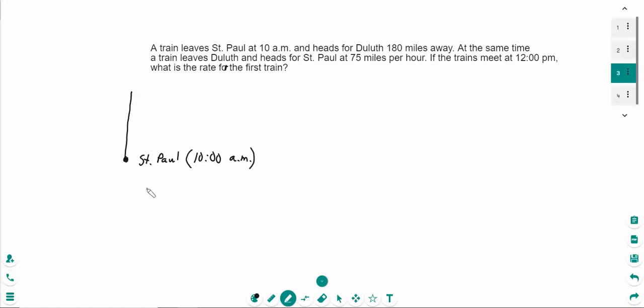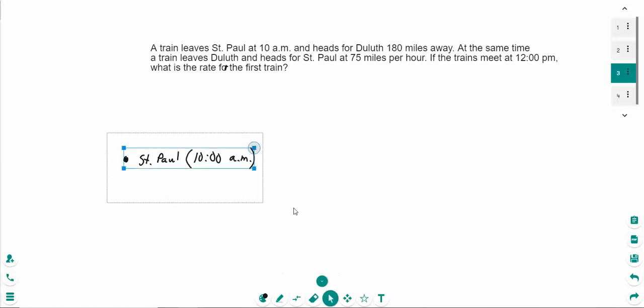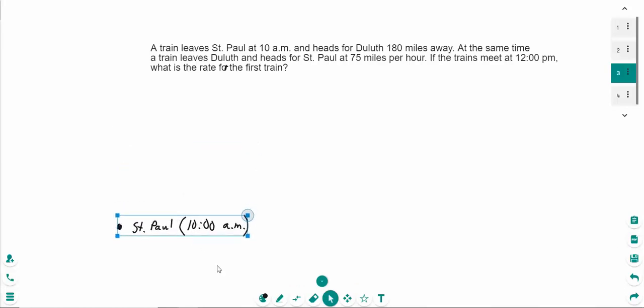Actually, that's kind of a long arrow. I'm going to move this down here a little bit. St. Paul is here. Okay, so it heads north. Let me get a straighter line here. It heads north. And then Duluth is up here. We'll call this Duluth. That's where this train is headed.